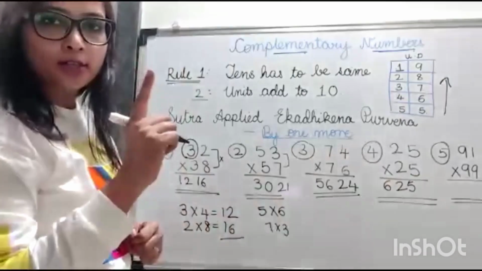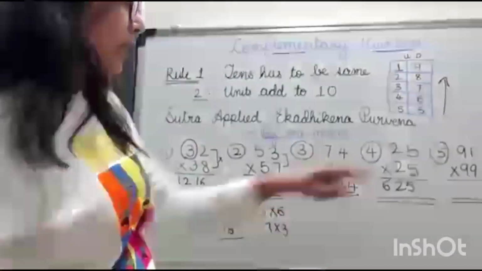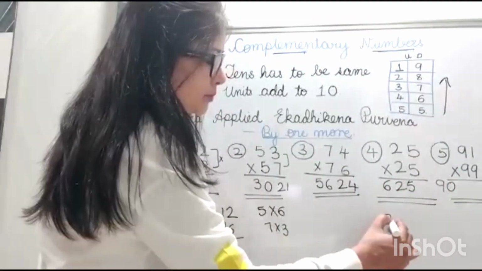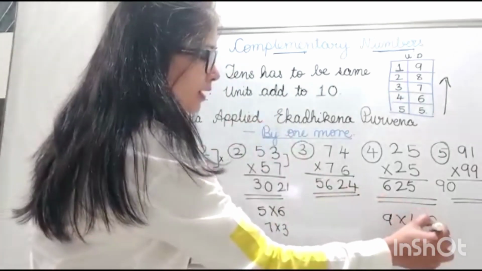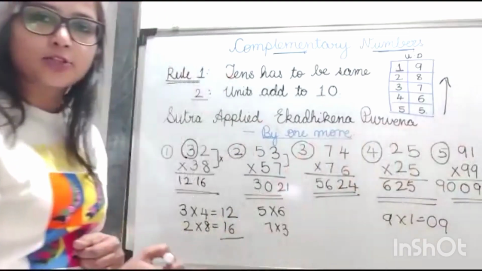Now there's one important thing which comes over for the number 91 into 99. So 9 into 10 is 90. And whenever you multiply 9 into 1, remember you always need a 2 digit. So write it as 09. So 909. And that's your answer.